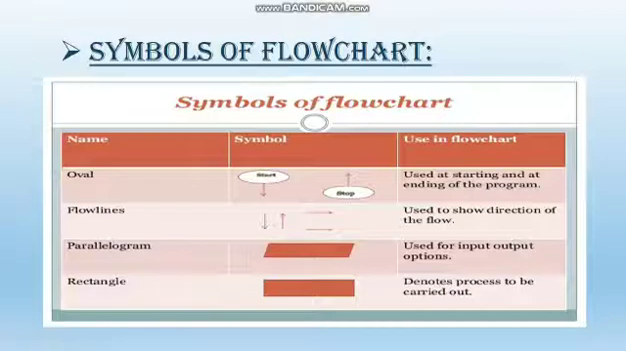The third is the parallelogram. The parallelogram is a symbol used for input and output. This symbol is also known as the IO symbol. The IO symbol is used for input and output options. The fourth one is the rectangle. It is also known as the processing symbol. All the formulas which we want to use in our program in a flowchart, we have to put in the processing symbol. All the formulas are used in the processing symbol. It denotes a process to be carried out.